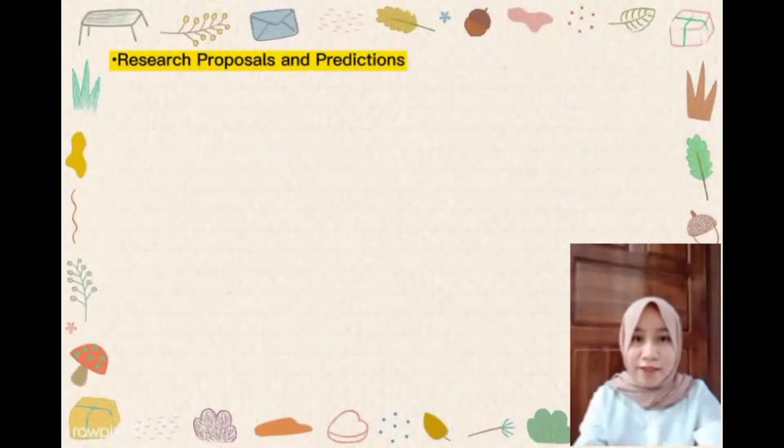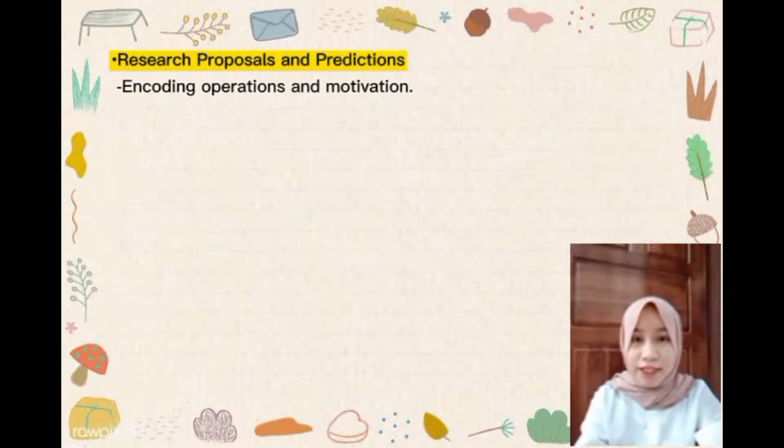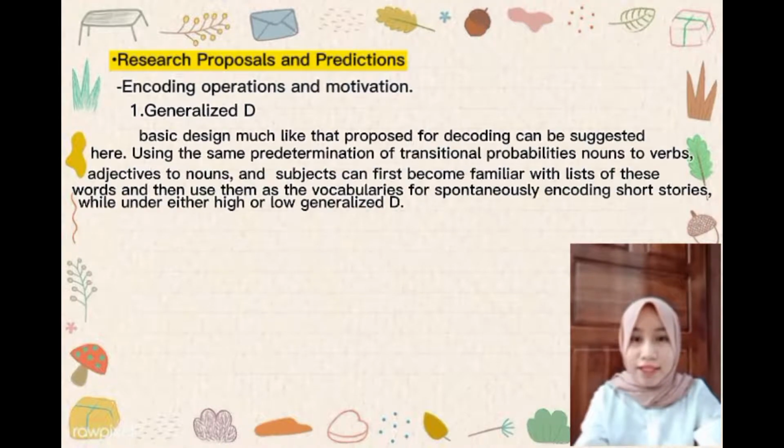Next, research proposal and prediction. Encoding operation and motivation. 1. Generalized D. A basic design much like that proposed for decoding can be suggested here.